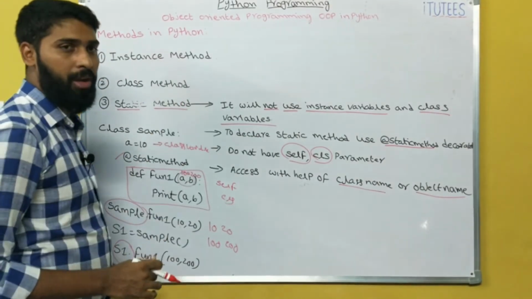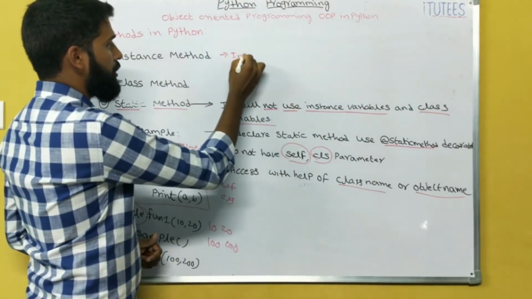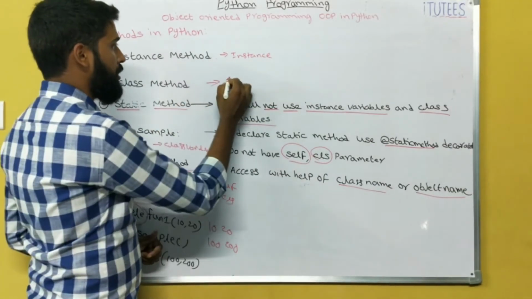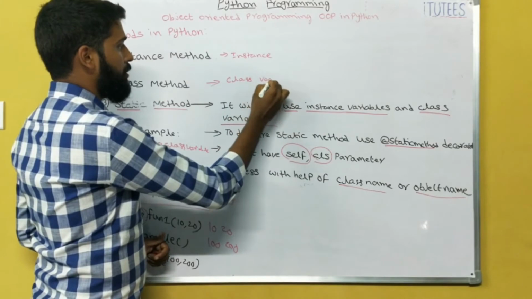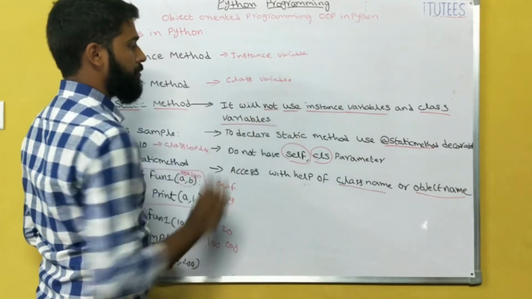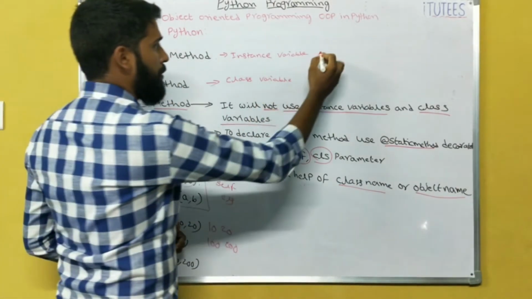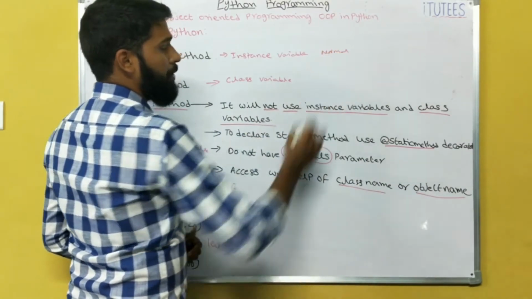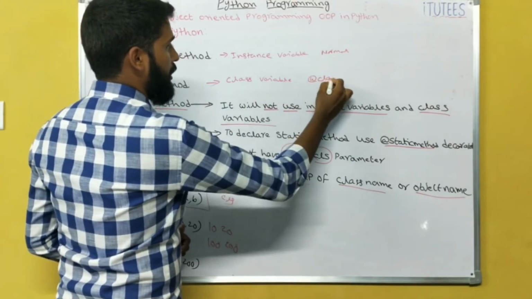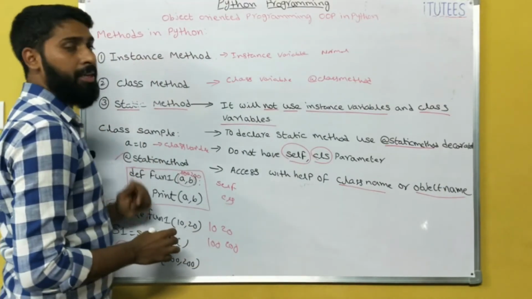Quickly you can review all these three methods. Instance methods use instance variables. Class methods use class variables. How can we declare the instance method? Normally, as a normal method. How can we declare a class method? By using the @classmethod decorator. How can we declare a static method? With the @staticmethod decorator.